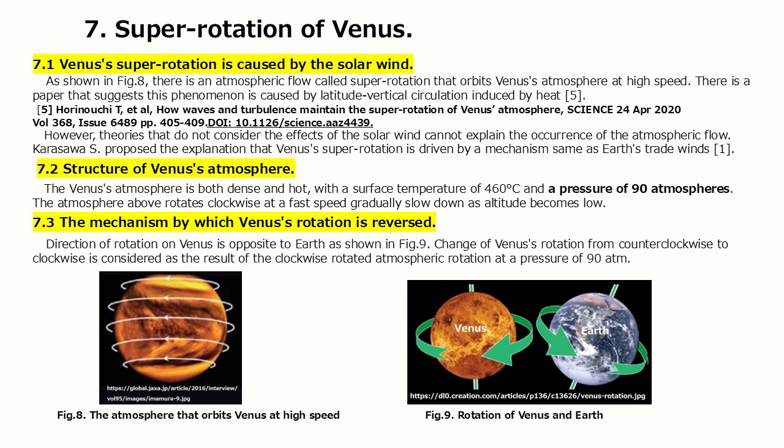Structure of Venus's atmosphere. Venus's atmosphere is both dense and hot, with a surface temperature of 460 degrees Celsius and a pressure of 90 atmospheres. The atmosphere above rotates clockwise at a fast speed, gradually slowing down as altitude becomes lower. The mechanism by which Venus's rotation is reversed: the direction of rotation on Venus is opposite to Earth's, as shown in Fig. 9. The change of Venus's rotation from counterclockwise to clockwise is considered the result of the clockwise rotating atmosphere at a pressure of 90 atmospheres.